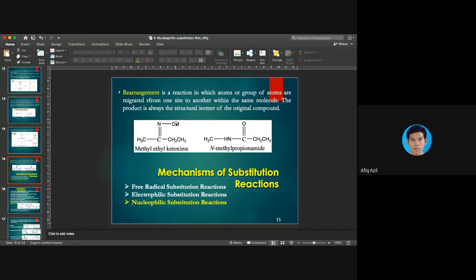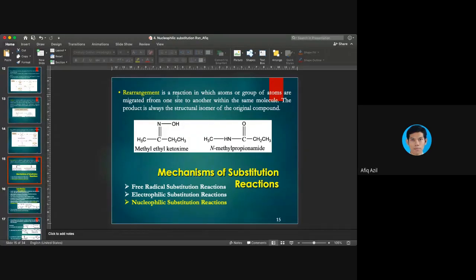So in rearrangements, basically, the compound does not lose any atoms. It's just that the atoms are being arranged in a different way. So we can say that these two still have the same molecular formula, but the structures are different. Or in other words, we can call it a structural isomer. This one you have learned in unit number 3, right, in stereochemistry.